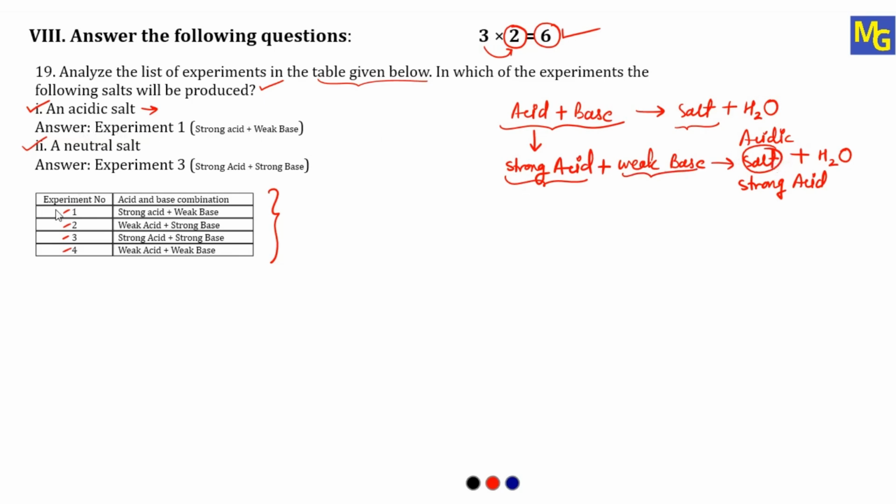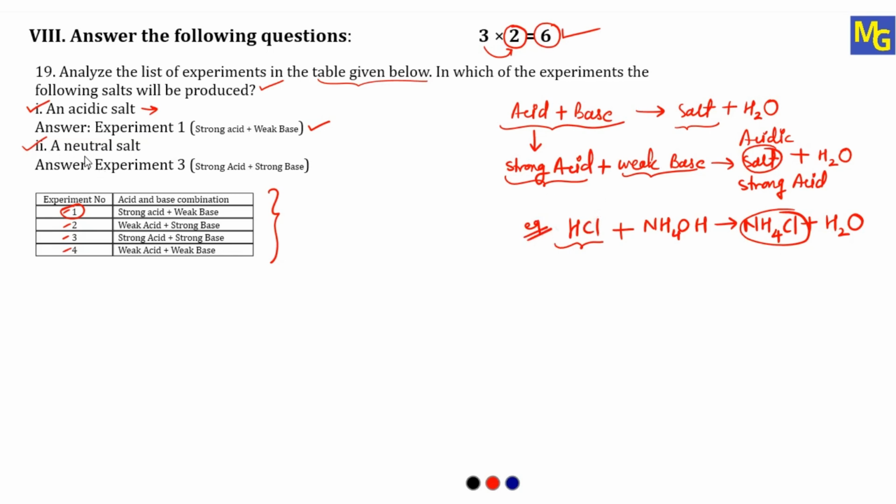And that's why the answer is experiment number 1, strong acid, weak base. So here I have written strong acid and weak base. Here we can take an example like HCl, strong acid, and NH4OH, that is a weak base. So when this strong acid and weak base react, we are going to get NH4Cl plus water. Because our acid is strong, the salt which we are getting, that is ammonium chloride, is an acidic salt. So this is the example for the first question.